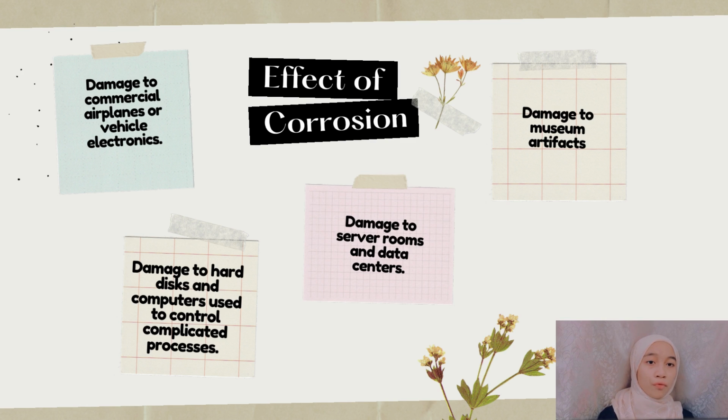So what are the effects of corrosion that could affect our daily life and working environment? These are some of the direct effects. For the first one, corrosion could damage commercial airplanes or vehicle electronics, and it could also damage service rooms and data centers or even museum artifacts. And last but not least, it could damage the hard disks and computers that we usually use to control complicated processes. Therefore, we need to find the right solution to prevent corrosion.